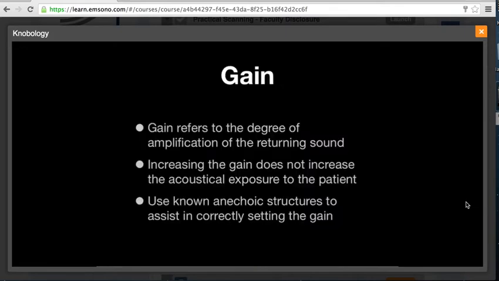Gain refers to the degree of amplification of the returning sound. Increasing the gain does not increase acoustical exposure to the patient. Using a known anechoic structure to assist in correctly setting the gain is going to be important. You want to try and increase the gain before you increase the power.